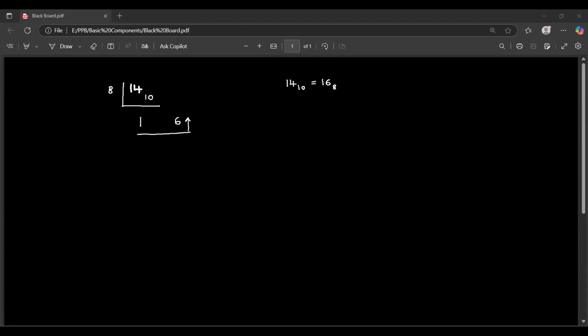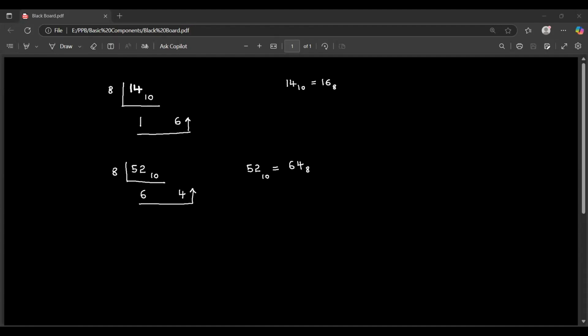Now let's do another question. Let's say we have 52 to the base 10. If you divide it by 8, you will get 6 and the remainder will be 4. So the final answer will be 64 to the base 8. So 52 to the base 10 is equal to 64 to the base 8.